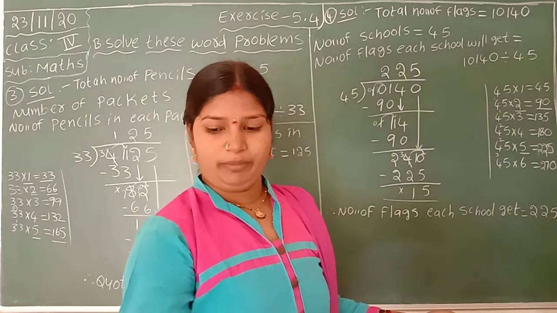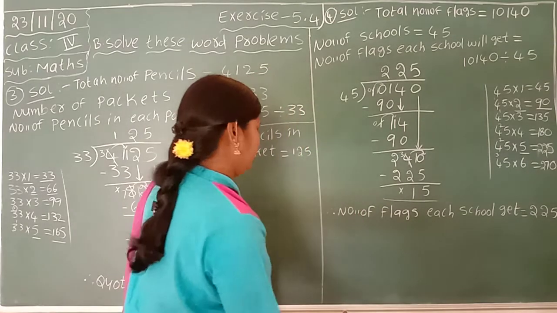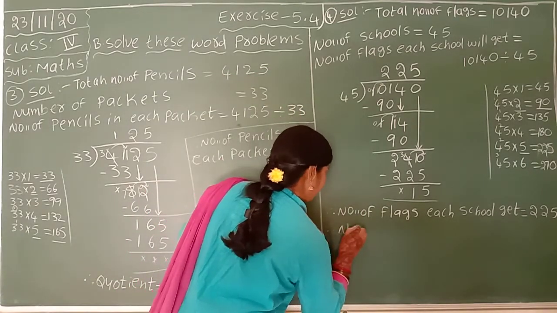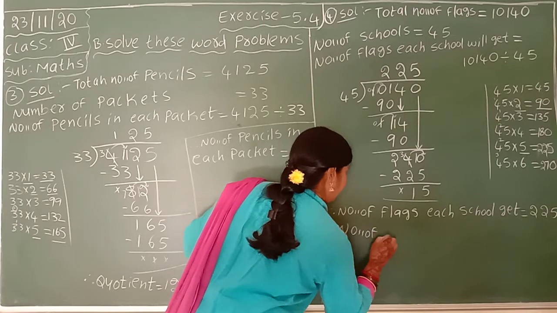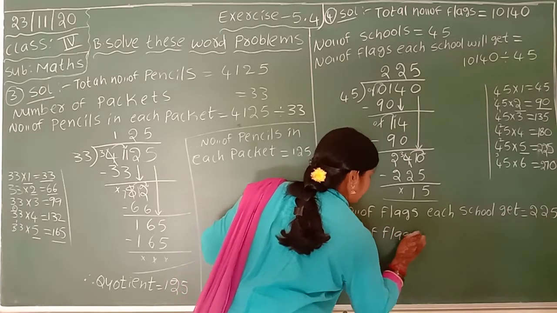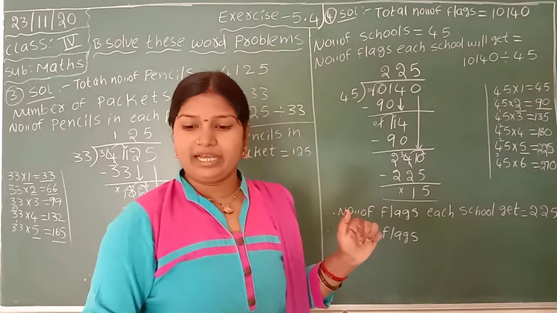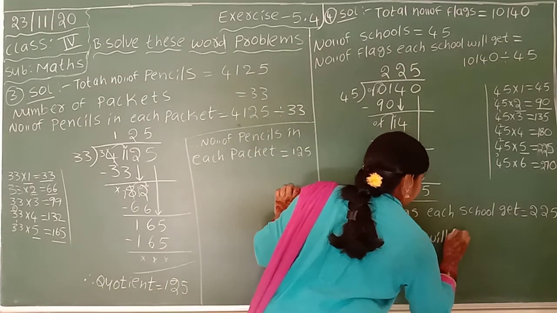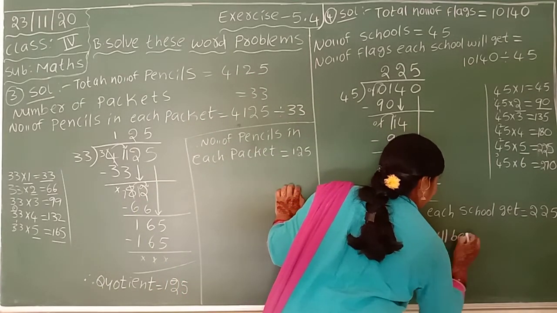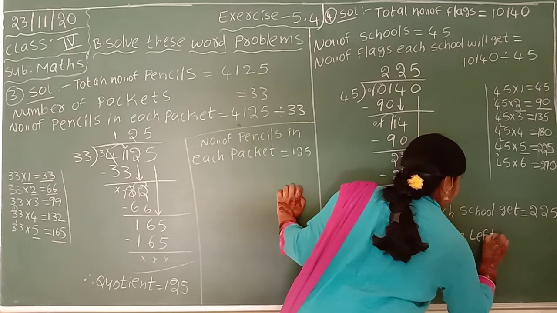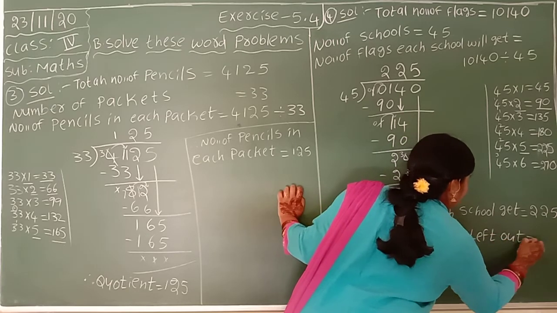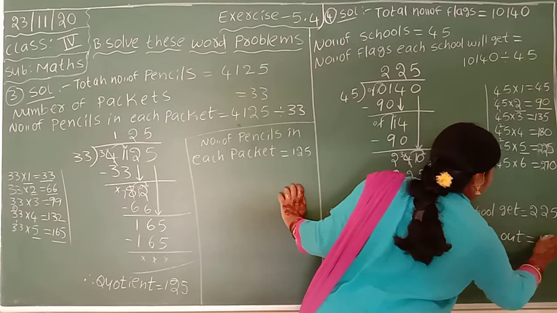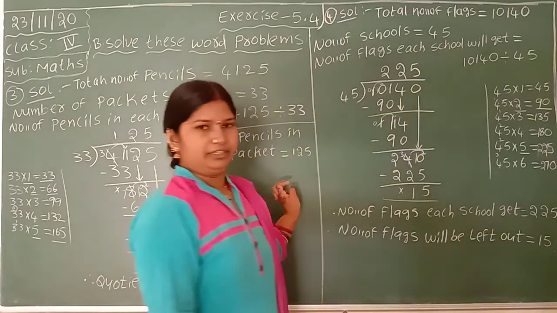Next, number of flags remaining. Last, they asked how many flags will be left out. Therefore, number of flags that will be left out. What is the remainder? That number is 15.